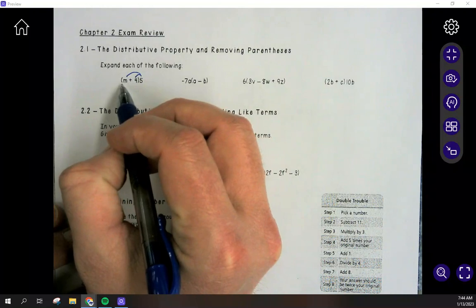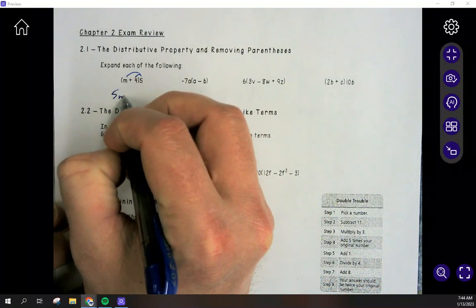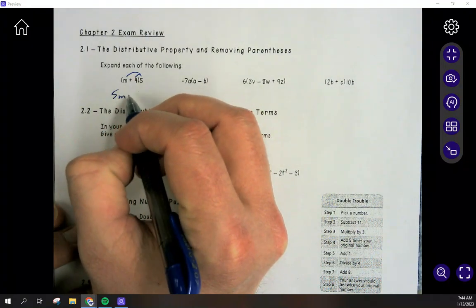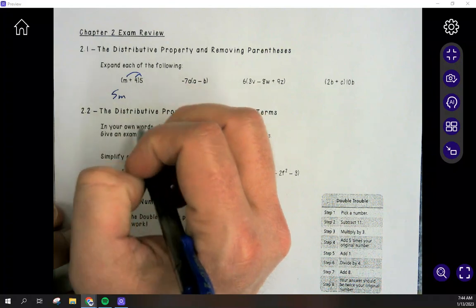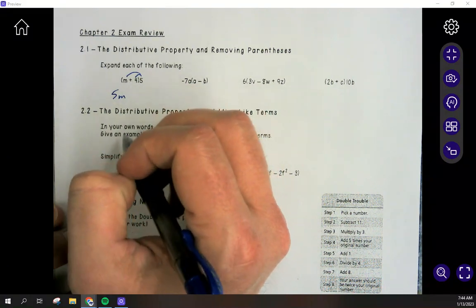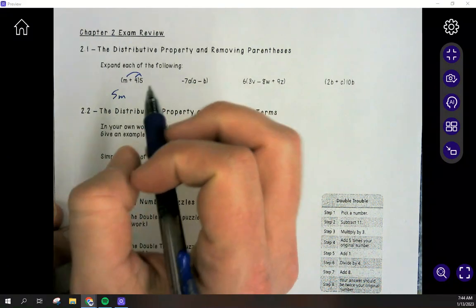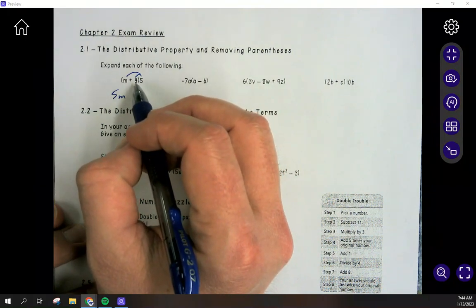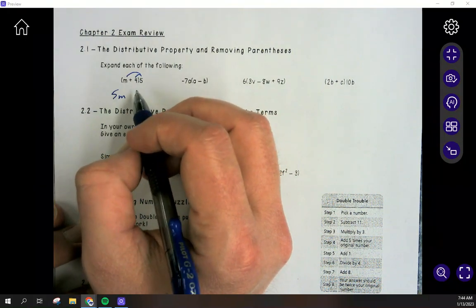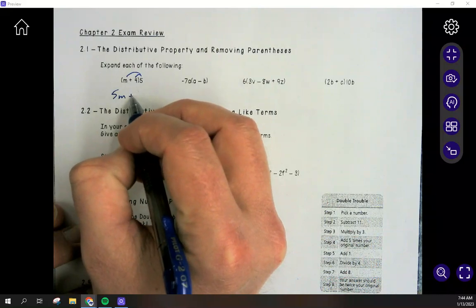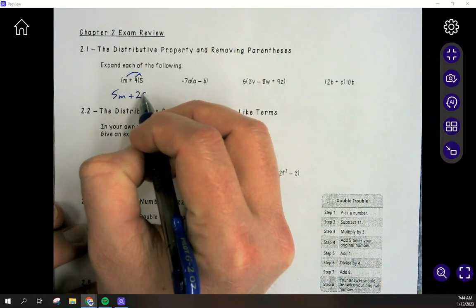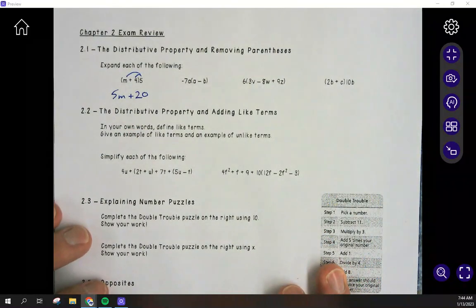Okay, so we're going to do 5 times m, and that's 5m. And now before you just bring down the plus, I like to consider, is this going to be a positive or negative number, and then put the plus or the minus based on that. This is 5 times positive 4, so it's going to be a positive 20, so I write plus since it's positive 20, and if it was negative, I would express that as a minus.